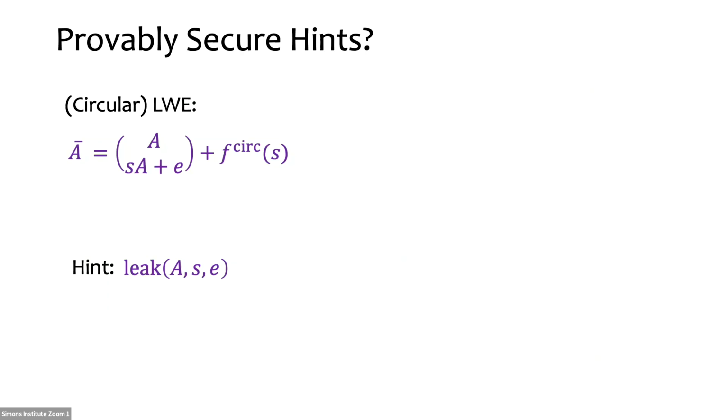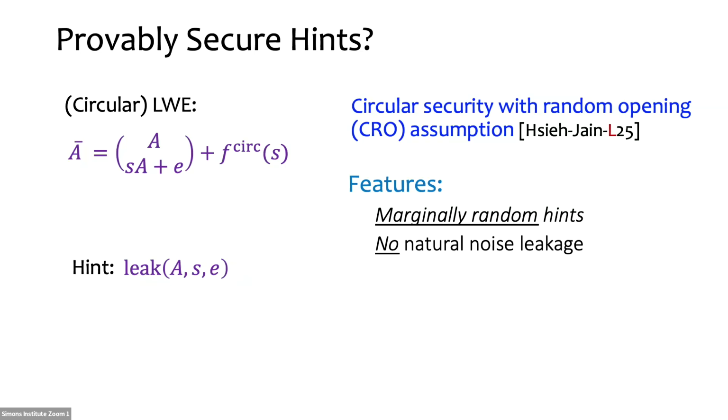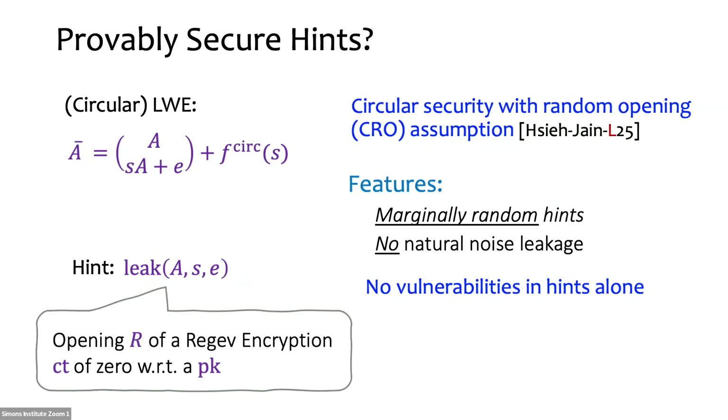Okay. So as a very modest, tiny step, we can ask: can we create LWE with hint assumptions where the hints are provably secure? And this is the goal that we set out to do in this work, where we proposed the circular security with random opening assumption with Aayush Jain and Yao Qin here. What we can do is that in this assumption, the hint itself is marginally random. So by looking at the hints alone, you cannot get any information. And in addition, there's no natural noise leakage, and therefore no vulnerabilities in hints alone.